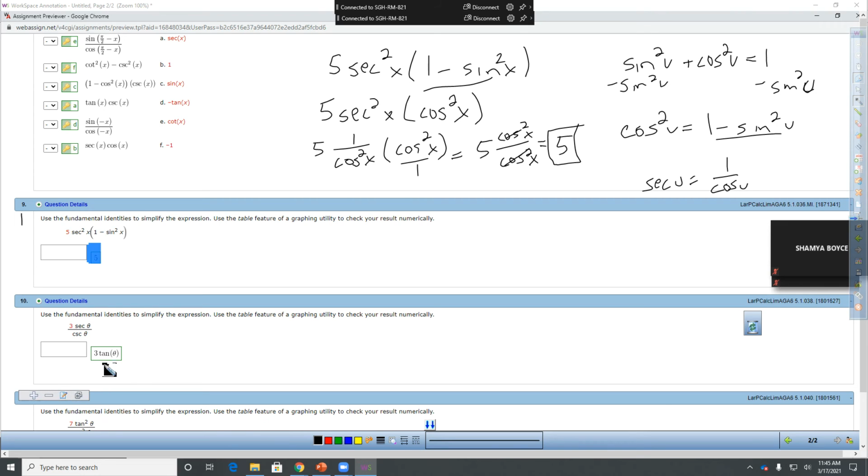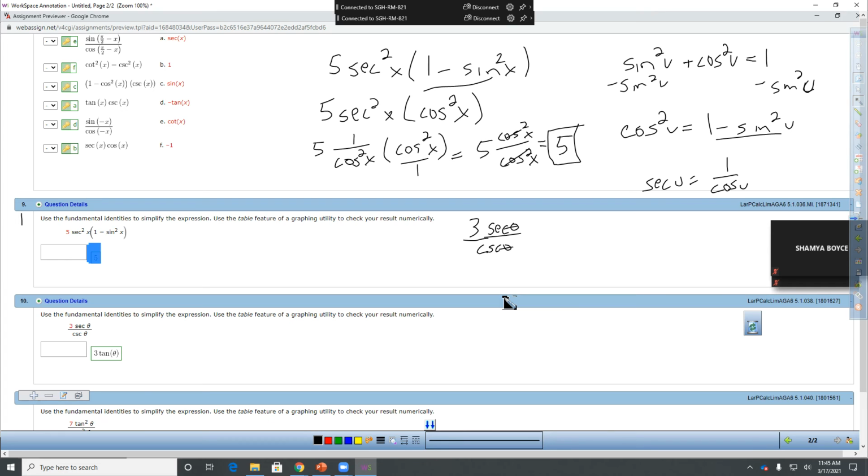All right, let's look here. Here's the answer: 3 tangent of theta. So they've got 3 secant of theta over cosecant of theta. If you look at this, what can we do with secant and cosecant? Is there anything that compares secant and cosecant?